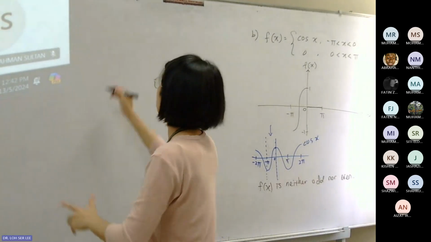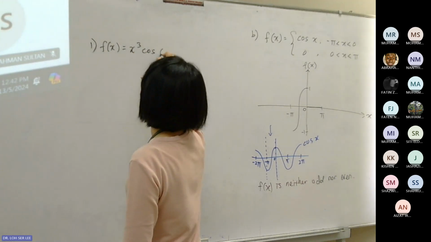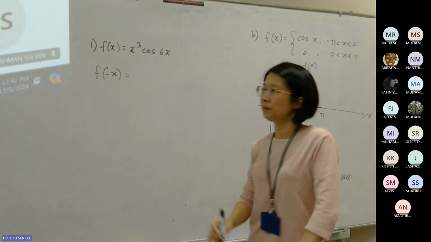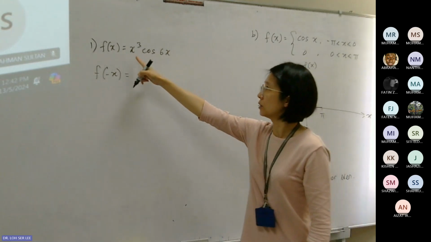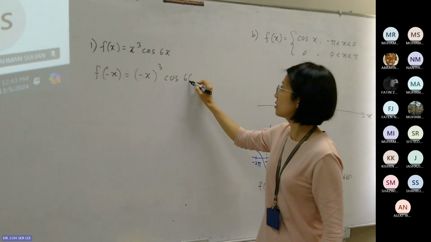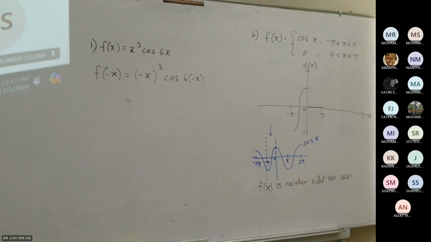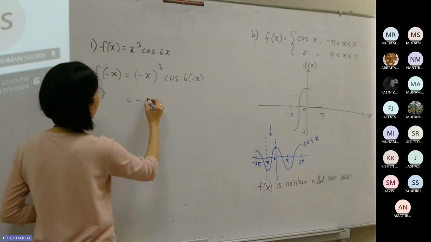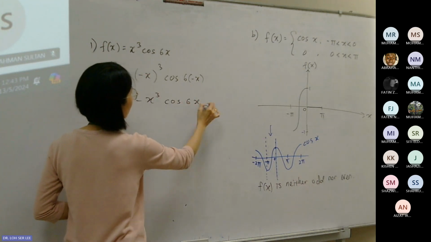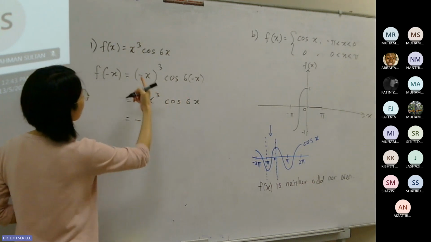The proper way is actually this one. f(x) is x cubed plus cos 6x. So if we want to check, we are still using the same way, negative x. The x cubed, we have negative x. Cos 6 negative x. So this one we get negative x cubed. Cos negative 6x is still cos 6x. Okay, so this is negative, this is your f(x).